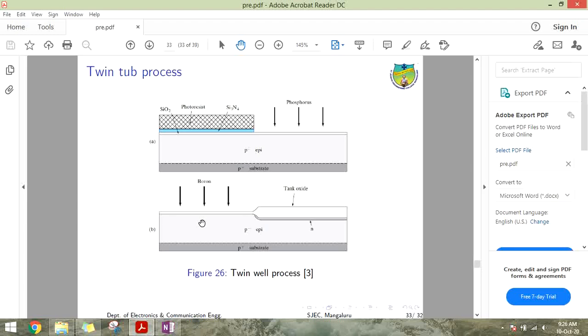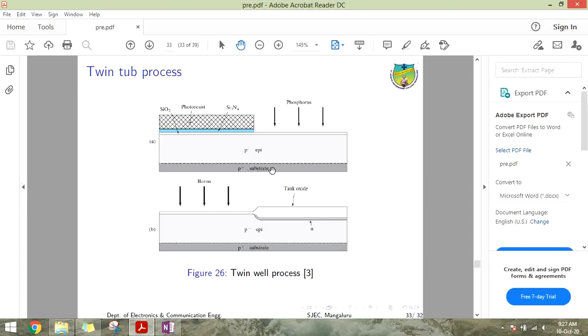Both NMOS and the PMOS transistors are integrated on a single IC by this particular method, the twin tub process, where you have the N well as well as the P well. The tubs are nothing but the wells. To form these twin wells in a self-aligned fashion, we should first grow the pad oxide on a silicon substrate. Here you can see the silicon substrate.